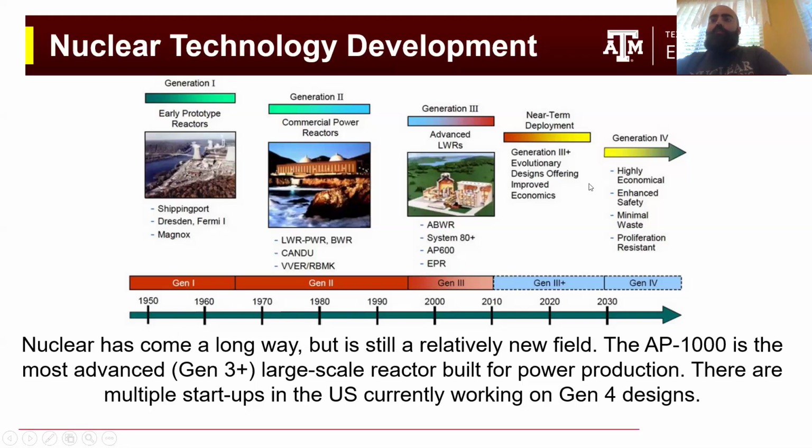And every generation, these plants have improved. They've increased safety, they've increased efficiency, and that is continuing to today. So going from generation three to generation three plus, that's what's currently happening right now in the United States. The AP1000 is considered a generation three plus reactor. And then generation four is the next generation of plants that the startups are currently trying to develop right now. As with each generation, things are trying to become safer, more economical, more efficient, and things like this.